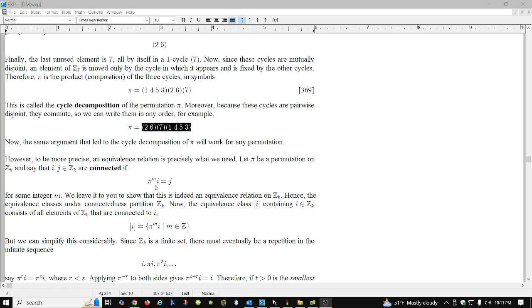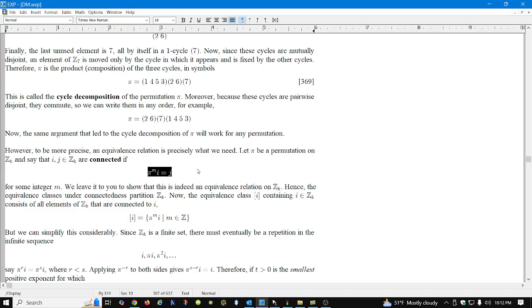Now, m is an integer. It could be positive or it could be negative, which is fine because pi is a bijection, so it's invertible. I'm going to leave it to you to show that this is reflexive, symmetric, and transitive, and is therefore an equivalence relation. Connectedness is an equivalence relation. Therefore, Zk is partitioned by the equivalence classes. So the thing to do is figure out what the equivalence classes look like.